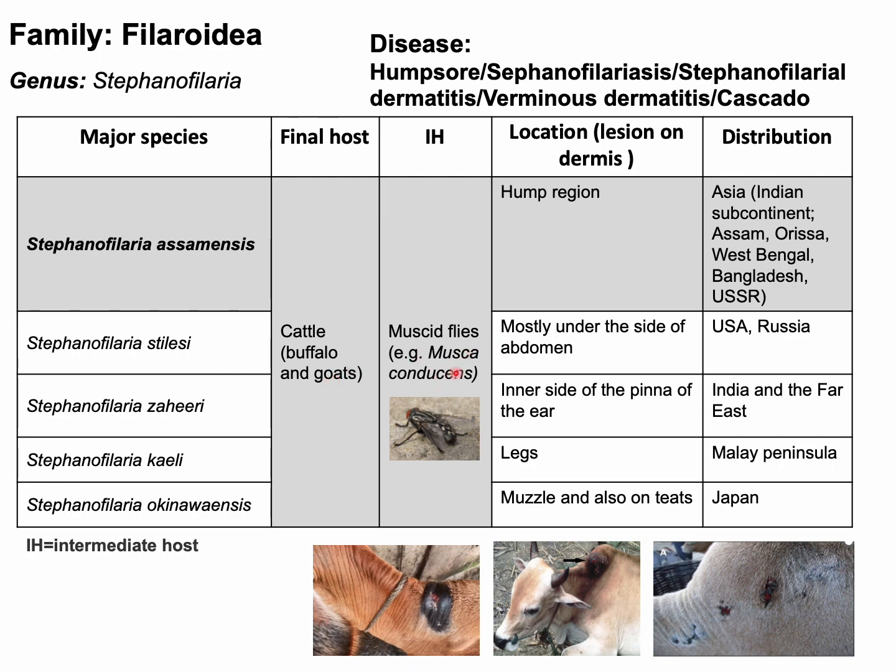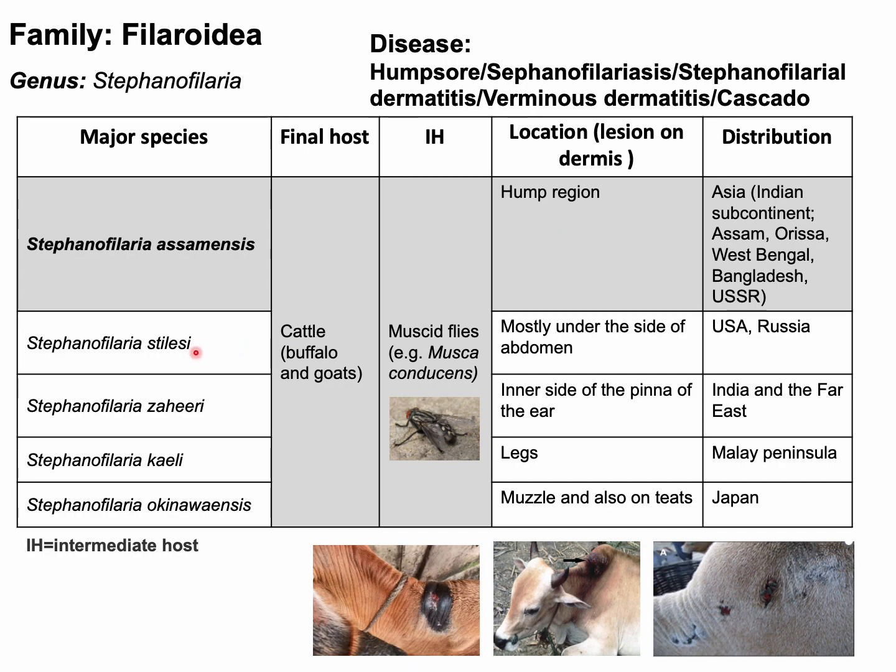Muscid flies, particularly Musca conducens, transmit this parasitic infection from one animal to other animals. That is, muscid flies act as intermediate host for this parasitic infection. Usually, the location of this parasite is in the dermis of the final host. So depending on the species, different regions of the body will be affected. Stephanofilaria assamensis most commonly affects the hump region and its surrounding area. So why the hump region? I'll discuss the risk factors of this disease in a moment.